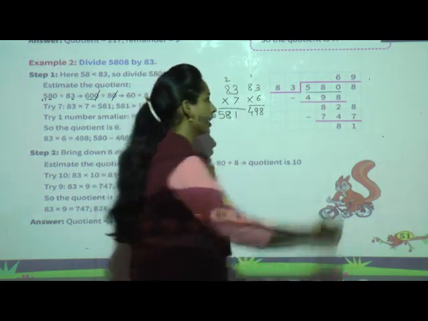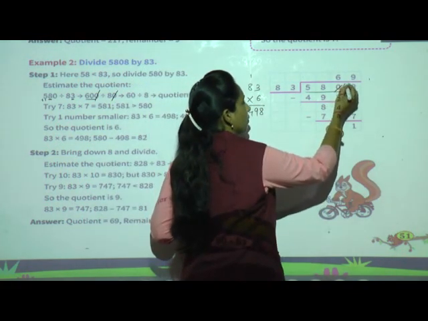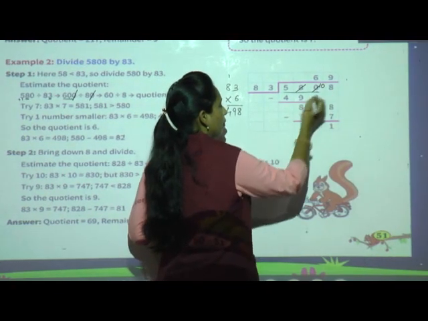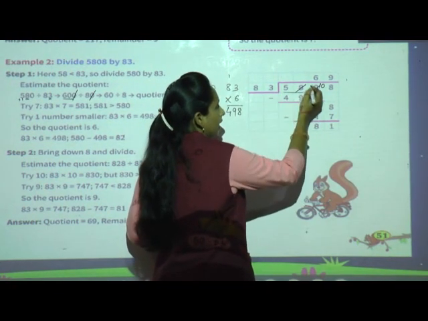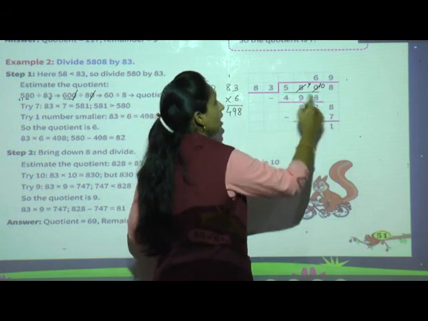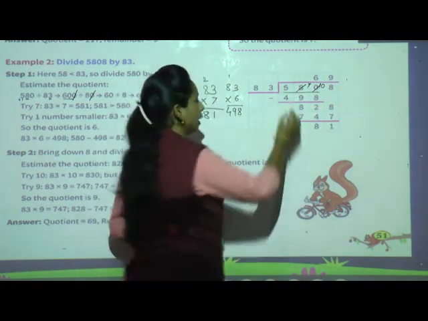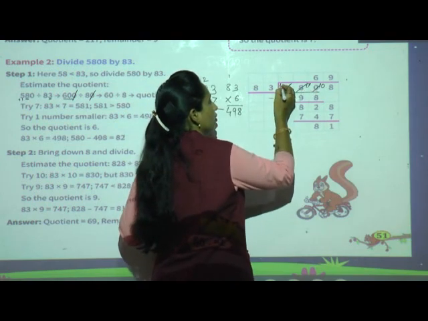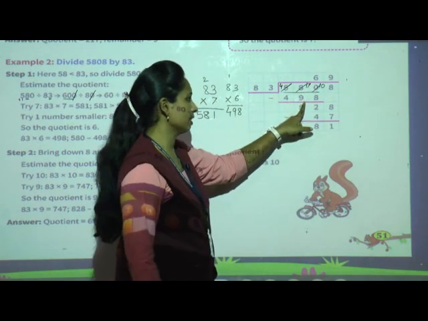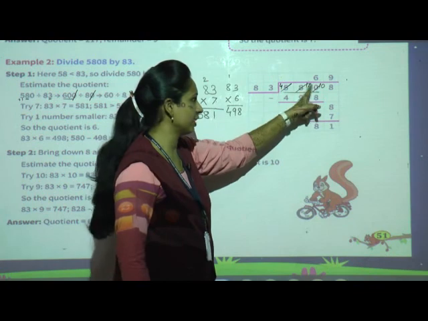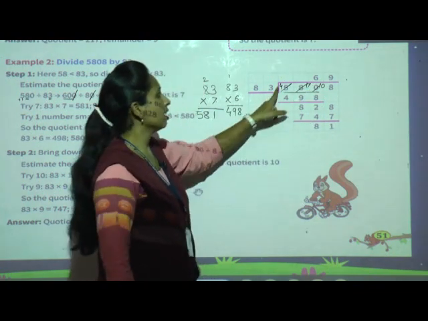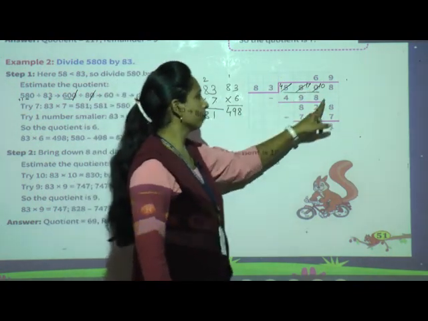Subtract. When we subtract 0 minus 2, we can't do it, so we borrow from the neighbor. The neighbor has 8, he will give 1, and 7 will remain. 10 minus 8 is 2. 7 minus 9 we can't do, so again we take a borrow from the neighbor, and 4 will remain. Now 17 minus 9, count after 9 till 17, 8 will remain. Now 4 minus 4 is 0.